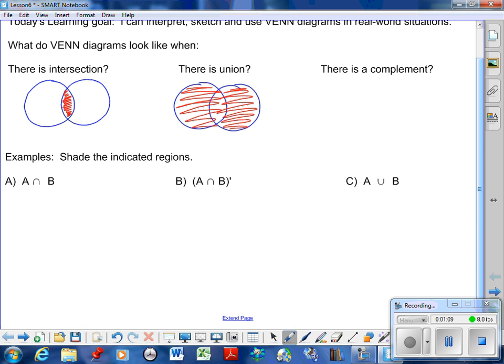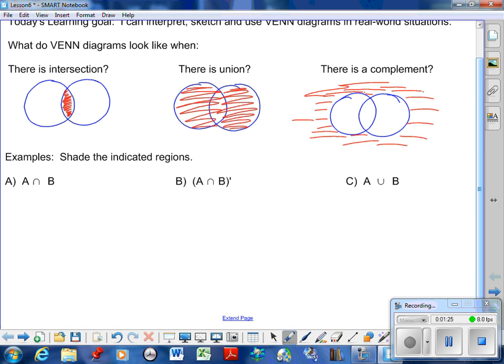Now what happens if there's a complement? A complement of these two sets. Complement would exist outside. So there we are. It'd be everything but.